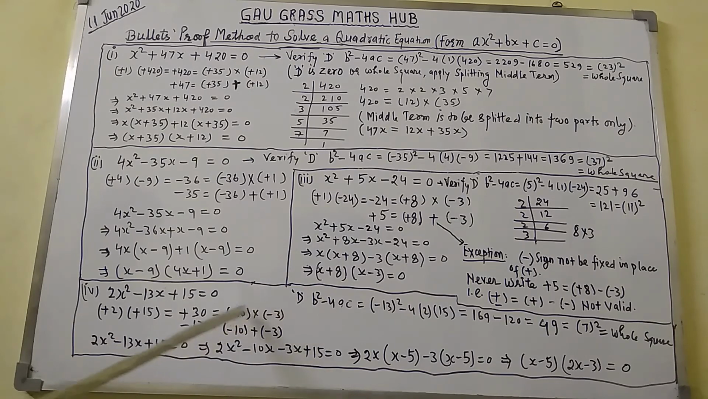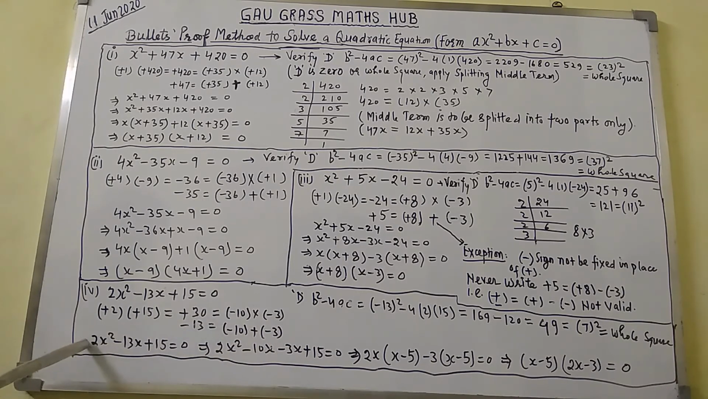Now plus 30 can be written like this, minus 10 into minus 3. Minus 10 and minus 3 will get multiplied together. Result will be plus 30. Same digit with sign. Here minus 10 is there, here minus 10 will come. Here minus 3 is there, here minus 3 will be there. Get that thing multiplied, verified. Minus 10 will get multiplied to minus 3, result will be plus 30. Minus 10 will be added to minus 3, result will be minus 13.